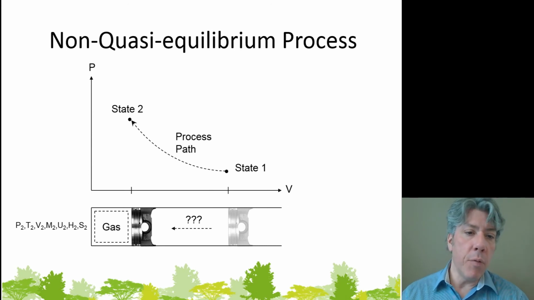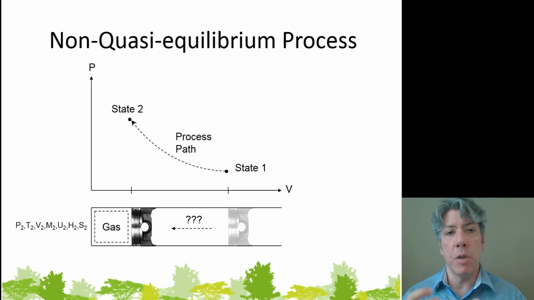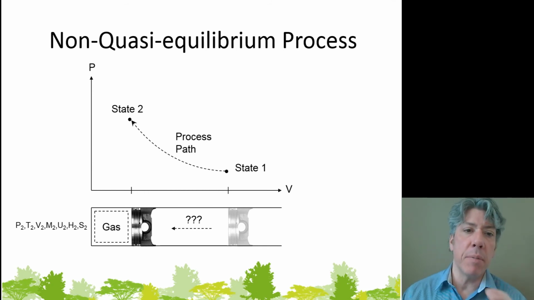Now, if we had a non-quasi-equilibrium process, then that process could still move from one state to another, but we wouldn't really know much about the process path. We wouldn't know how the system moves from one state to another. That still may be useful because sometimes all we care about is the initial and final states.